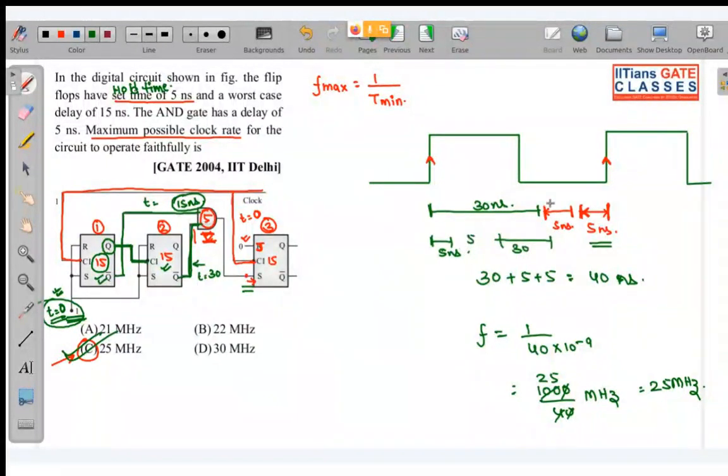If it is setup time, I always start before the active edge. So if I had taken before, I would have to take one more clock cycle, something like this, and it would have been before this edge. So I will have to go from right to left whenever it is setup time, and from left to right whenever it is hold time. Tell me if this is clear. Is this concept clear, everyone?